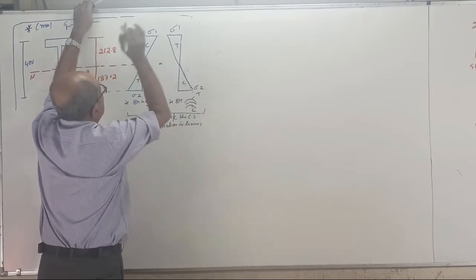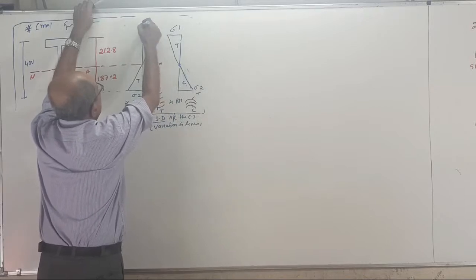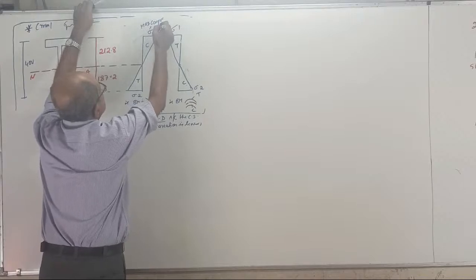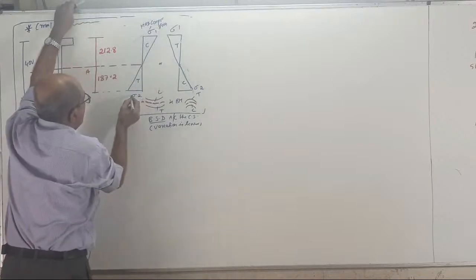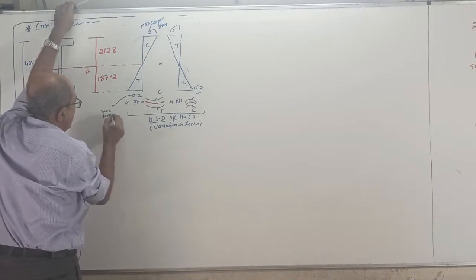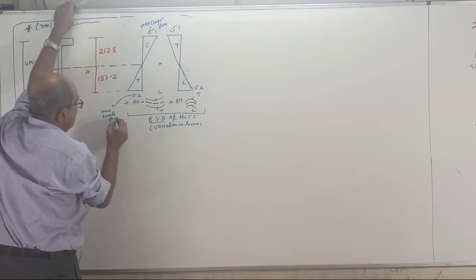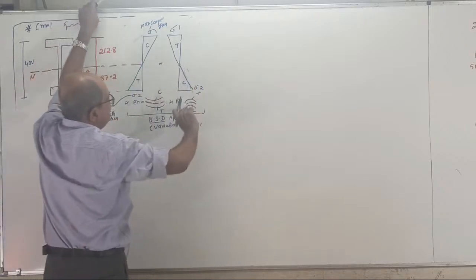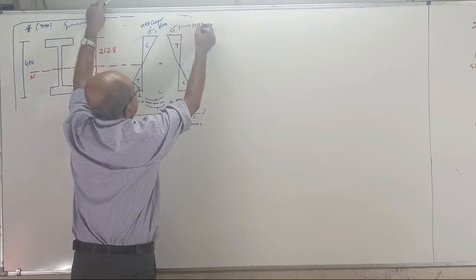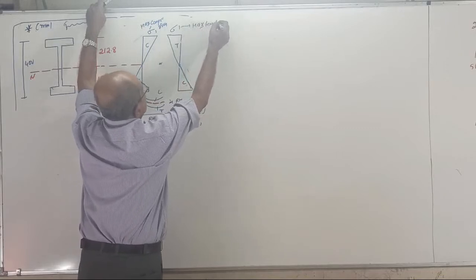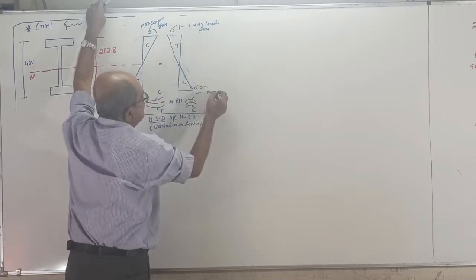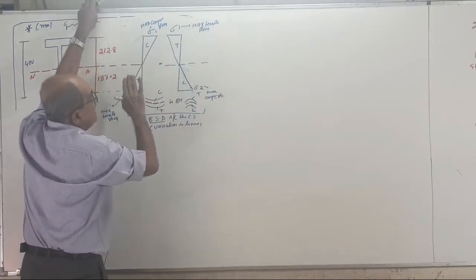I told you, sigma 1 is maximum compressive stress and sigma 2 is maximum tensile stress. Don't memorize it that way; it depends upon the nature of the bending moment. If the BM is hogging, then sigma 1 will become maximum tensile stress. Sigma 2 is maximum irrespective of sagging or hogging.